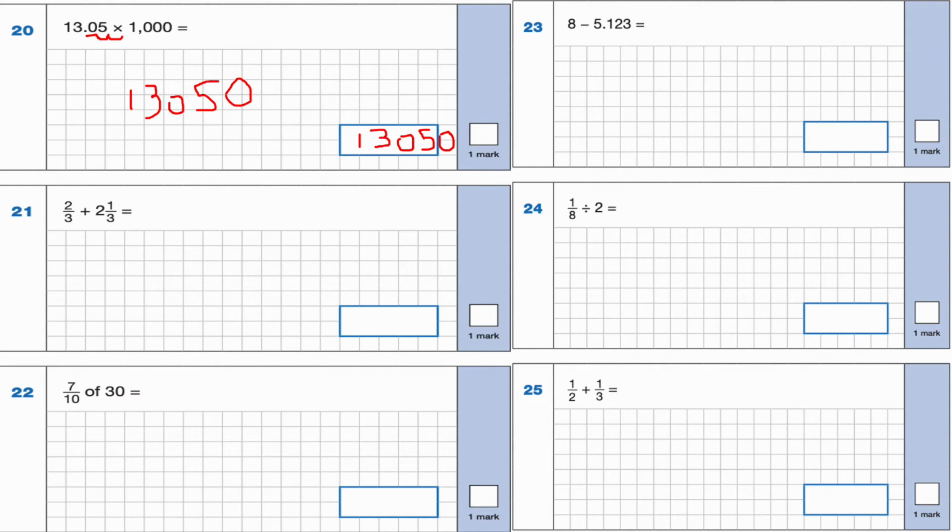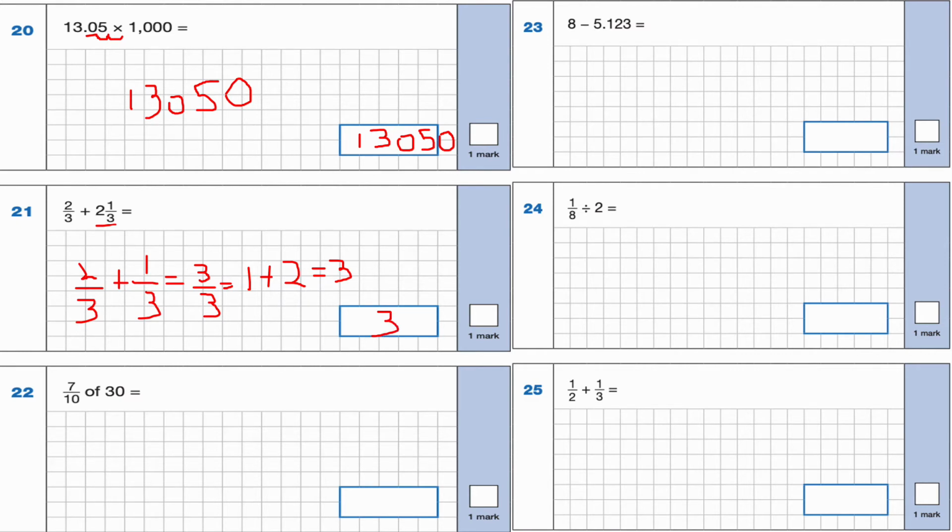Question number 21 is adding fractions 2/3 plus 2 1/3. Now here, rather than changing this to an improper fraction, what I can do is I can say, okay, well, 2/3 plus 1/3 is equal to 3/3, which is equal to 1 whole, okay? Adding that 2 on the end, 1 plus the 2, or 2 plus the 1, is 3. So the answer is 3, guys, okay?